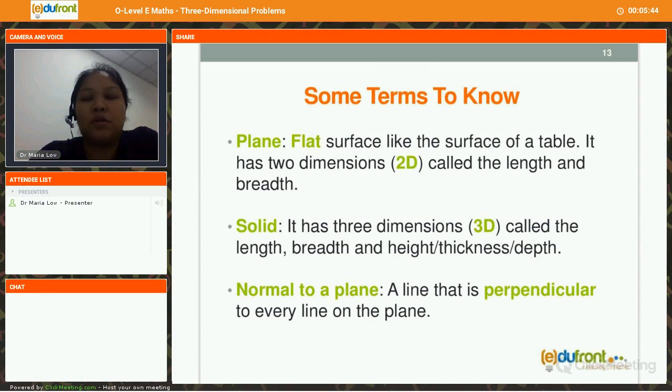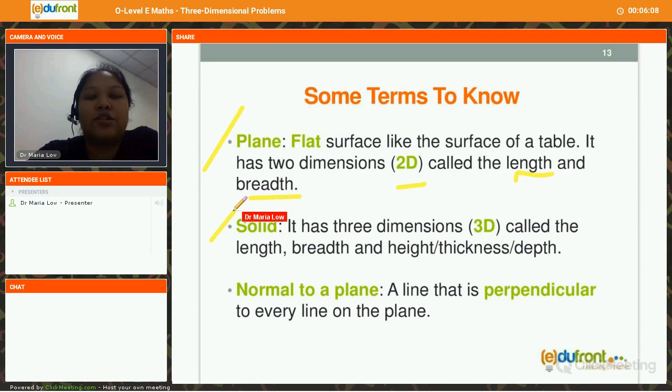There are some terms that the student needs to know for three-dimensional problems. The first term is called plane. The meaning of plane is any kind of flat surface like the surface of a table. It has only two dimensions, or sometimes in short we call it 2D, which we actually measure in terms of length and the breadth.